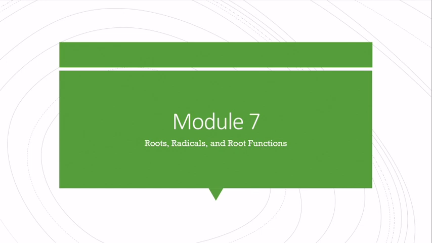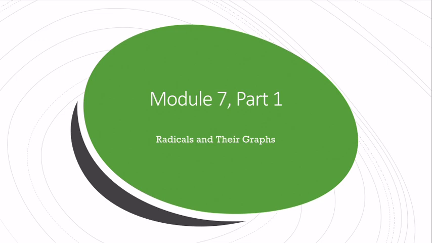Module 7 covers roots and radicals. Those terms are used interchangeably, as well as root functions, working with radical equations, working with complex numbers, and it's a nice reprieve from how tough Module 6 was. So make sure you're completing your guided notes as we go along. Again, this is Module 7, Part 1, where we're going to talk about an introduction to radicals and their graphs.